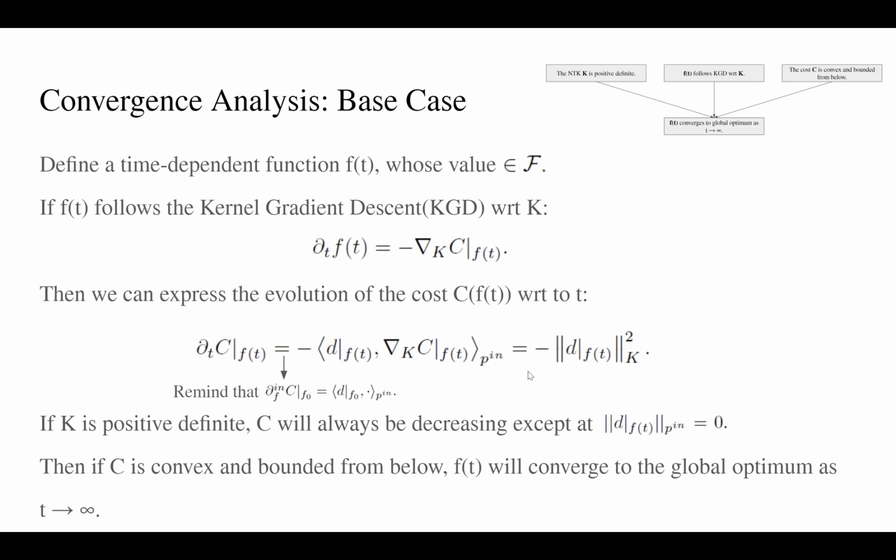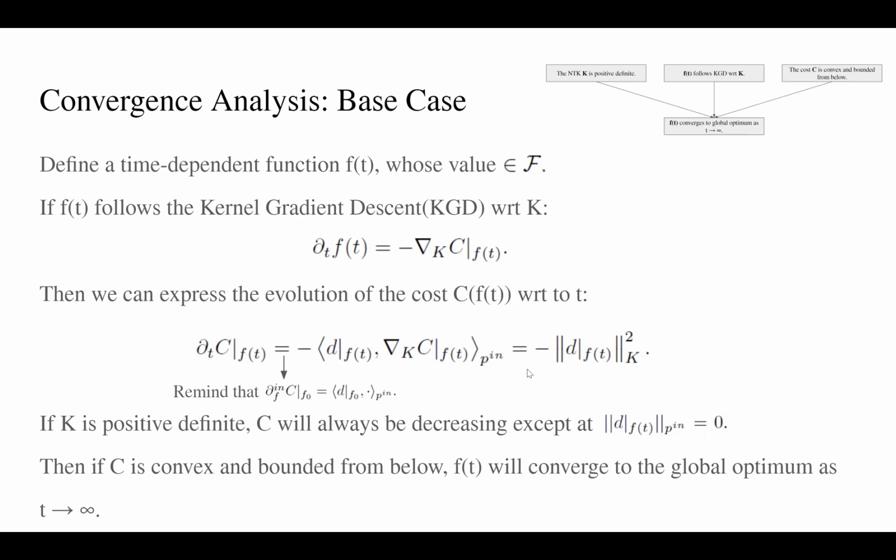And by definition of the norm with respect to the kernel, the evolution of the cost C with respect to t is just minus the square of the norm of the d f_t with respect to the kernel K. If K is positive definite, then C will always be decreasing.